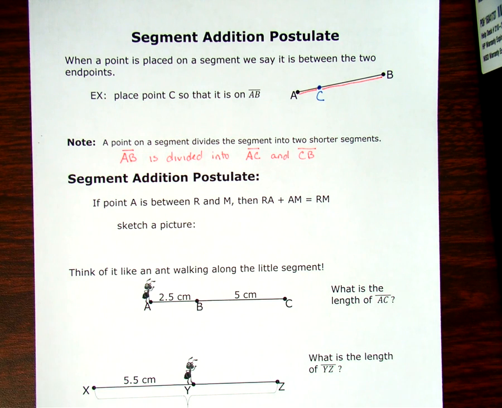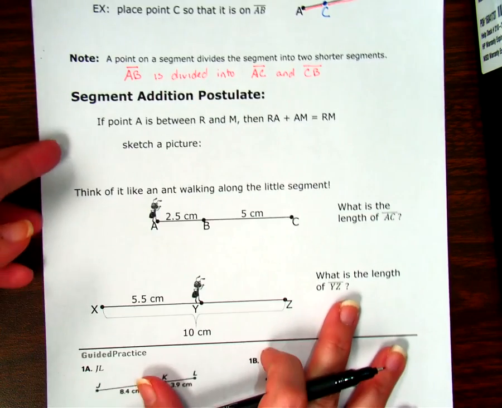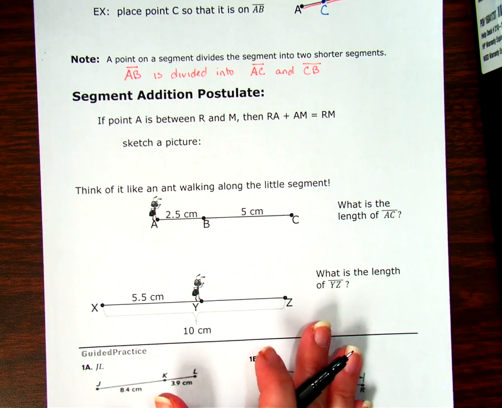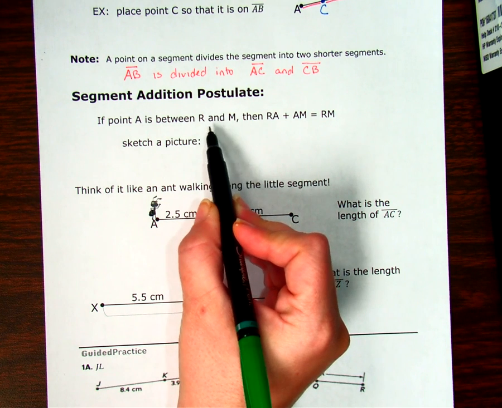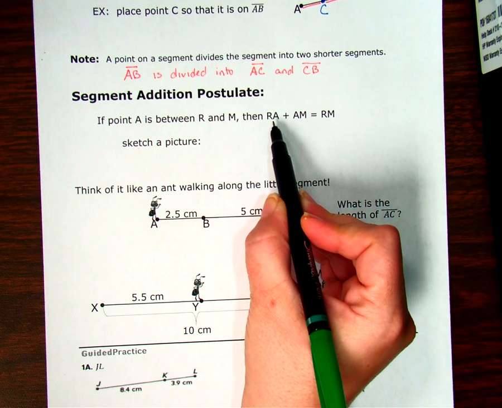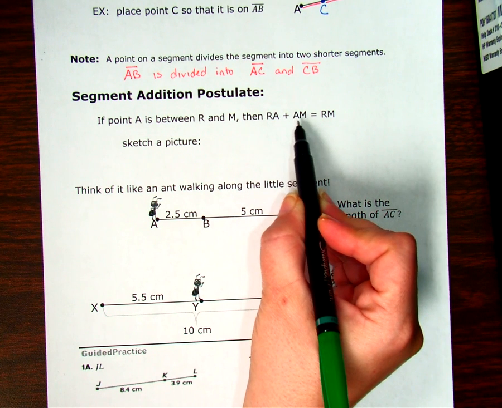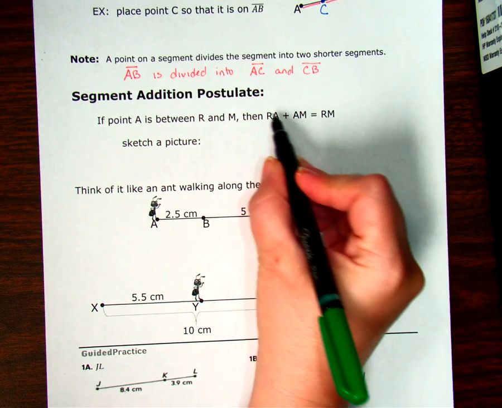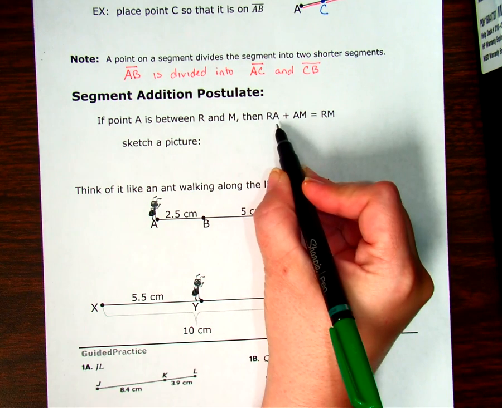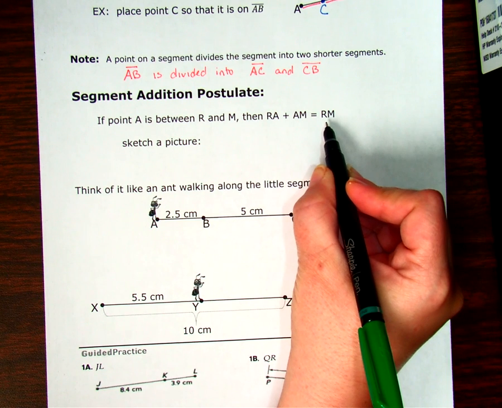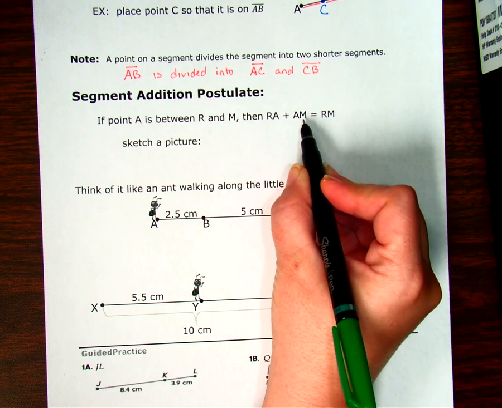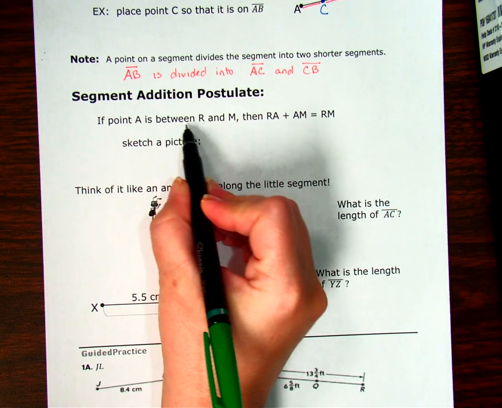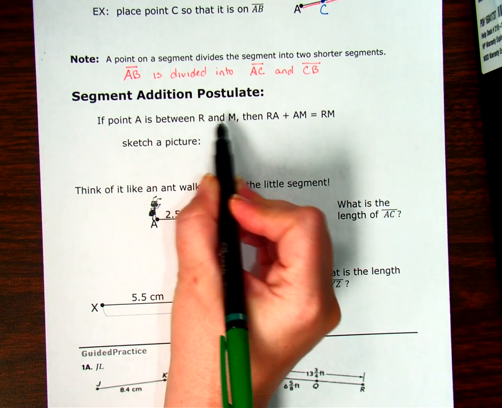All right, let's talk about the segment addition postulate. A postulate is just a rule that makes sense. It doesn't have to be proven, so we won't have to prove the actual postulate itself. Okay? If point A is between R and M, so that means A is on the segment that connects these two points, then the distance from R to A plus the distance from A to M equals RM. Notice there's no segment bars over these, and so I didn't say segment RA and segment AM and segment RM. I said the distance from R to A, because without the segment bar, we're just thinking about the points. But remember, this word between means A is on the segment between these two points.